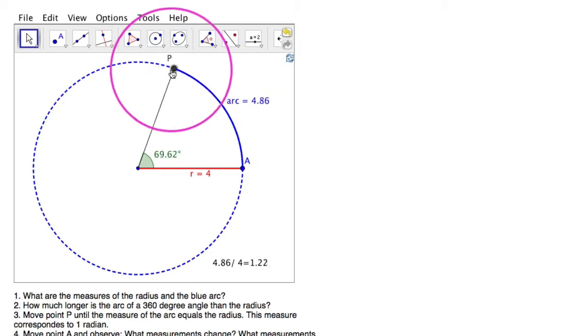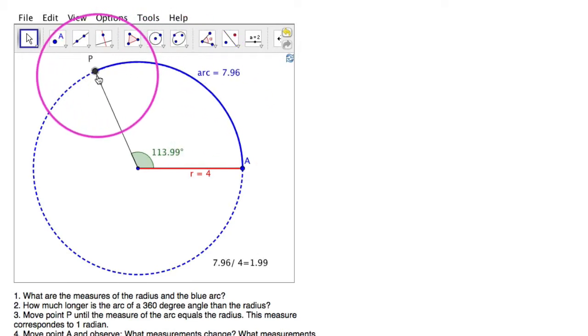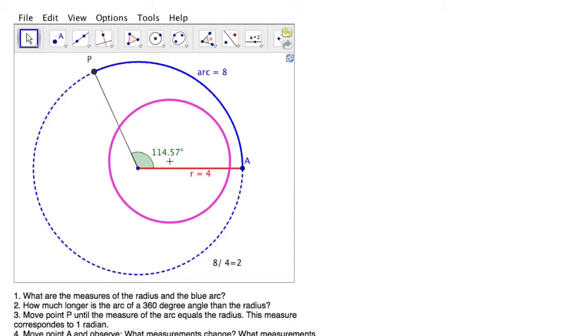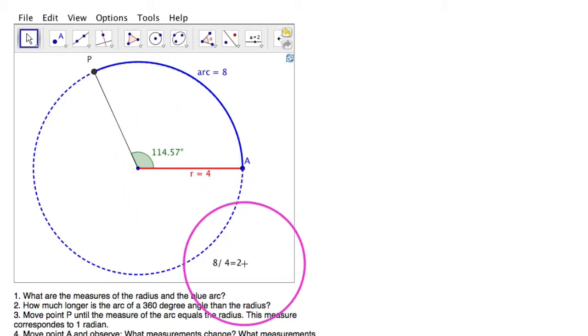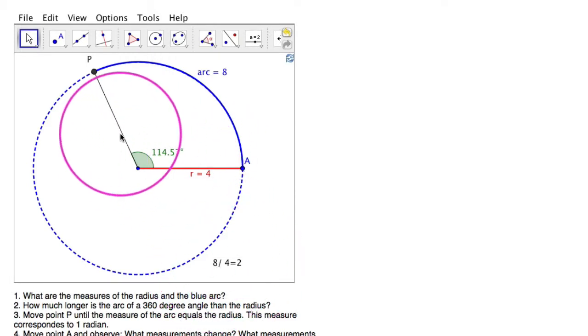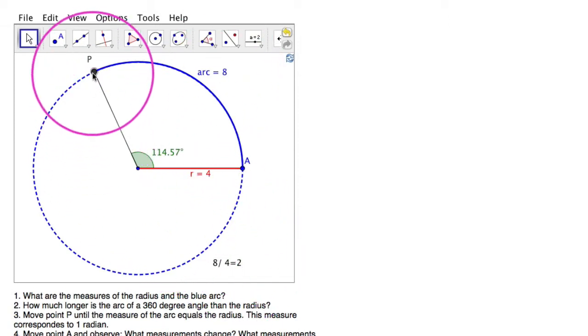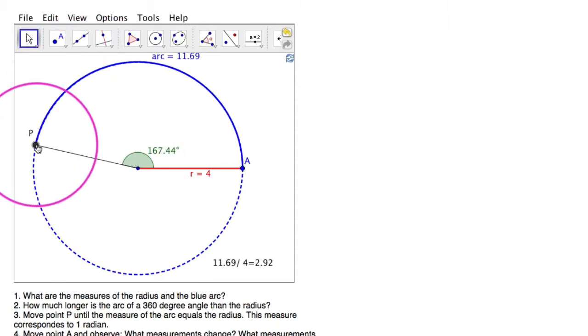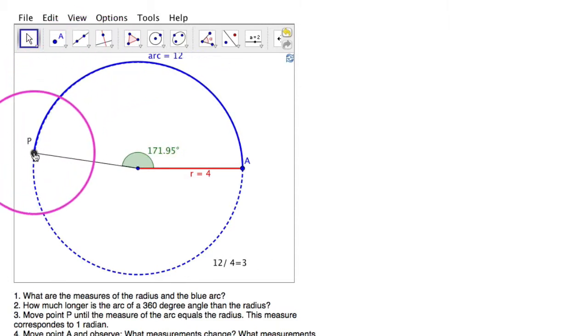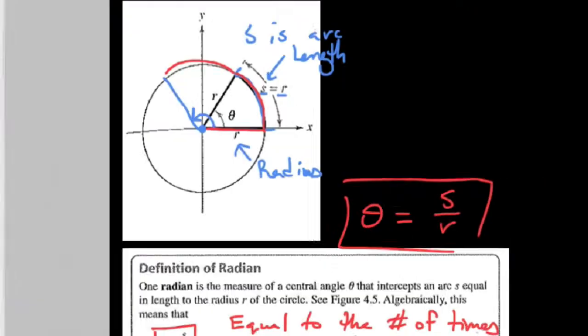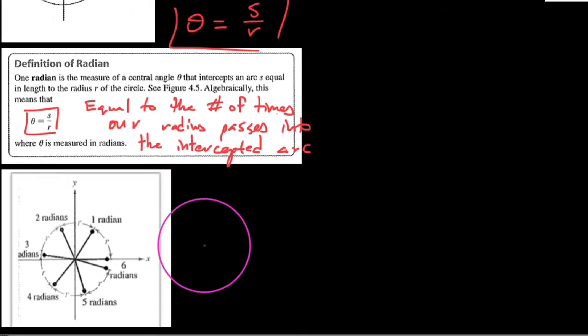If we double this arc and make it 8 units in length, this angle in the middle, which is twice the size of what it started with, about 57 degrees doubled, is about 114.57 degrees. But by definition, this angle in radians is equal to the arc length divided by the radius, so in this case it is 2 radians. The further we go around the outside, what if my arc length was 12? Then the radius would fit into this arc length 1, 2, 3 times, and so this angle would be 3 radians right here.